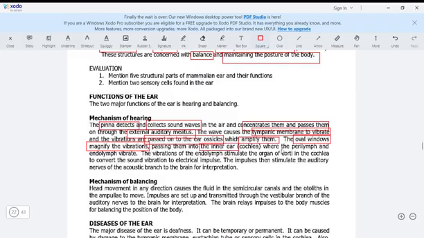That's the cochlea, where the perilymph and the endolymph will vibrate. The vibrations of the endolymph will stimulate the organ of Corti in the cochlea to convert the sound vibration to electrical impulses. The impulses then stimulate the auditory nerve, or the acoustic branch, to the brain for interpretation. So that is how hearing takes place.